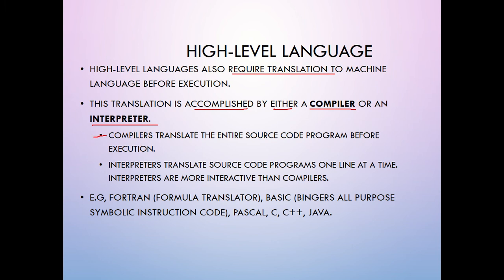The first one is the compiler. A compiler translates the entire source code program before execution, but an interpreter translates source code one line at a time. This is the difference. The whole source code is translated first in the case of a compiler, but in the case of an interpreter, only one line at a time is translated. Interpreters are more interactive than compilers because they translate line by line. Examples: Fortran (formula translator), BASIC (beginners all-purpose symbolic instruction code), Pascal, C, C++ and Java are examples of high-level programming languages. I think it is clear.